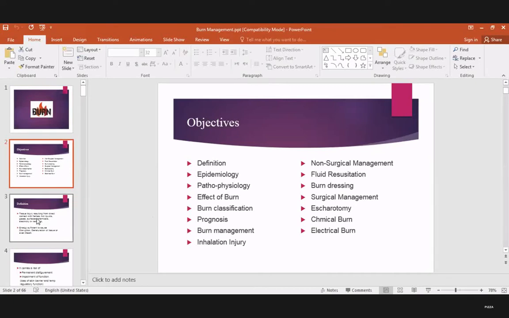So just as we have discussed in the definition, there are different things that can cause a burn. It is not just burn by the flames. Burn can be because of the chemicals, hot liquids or gases, electricity, and even friction. Sometimes a patient presents to us with friction burn. What is friction burn? Any idea?